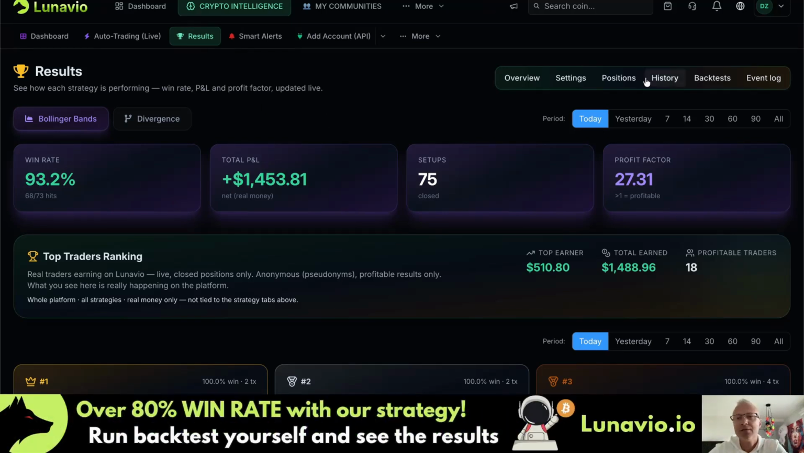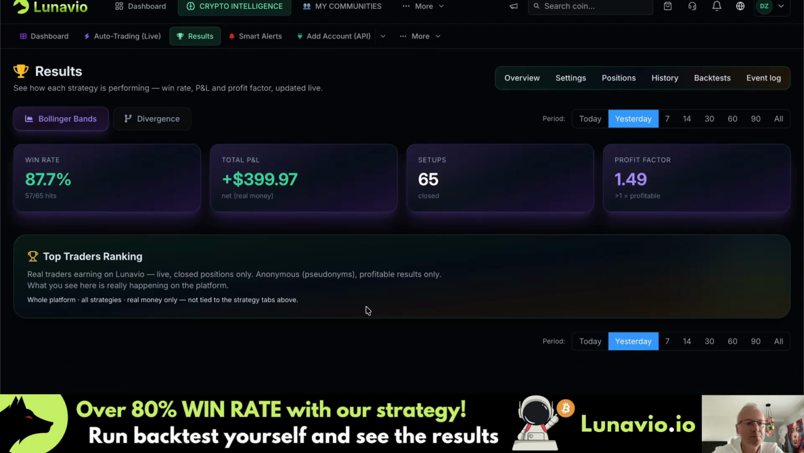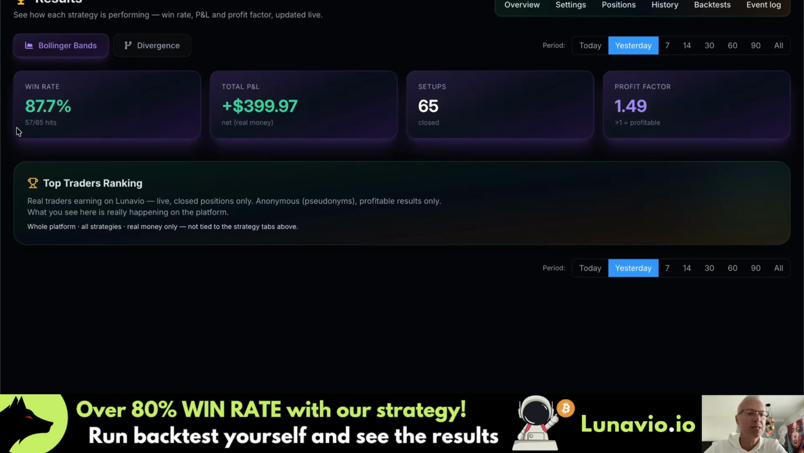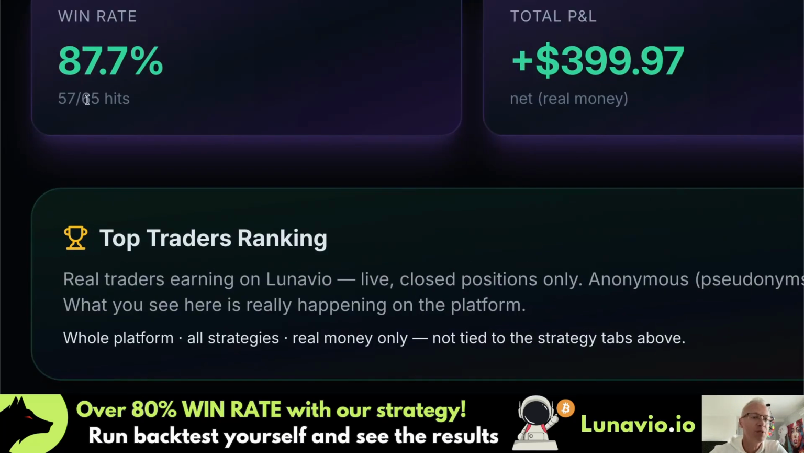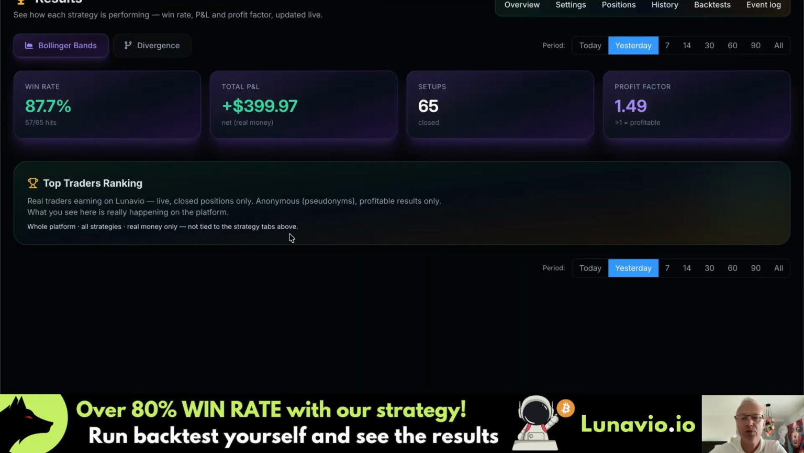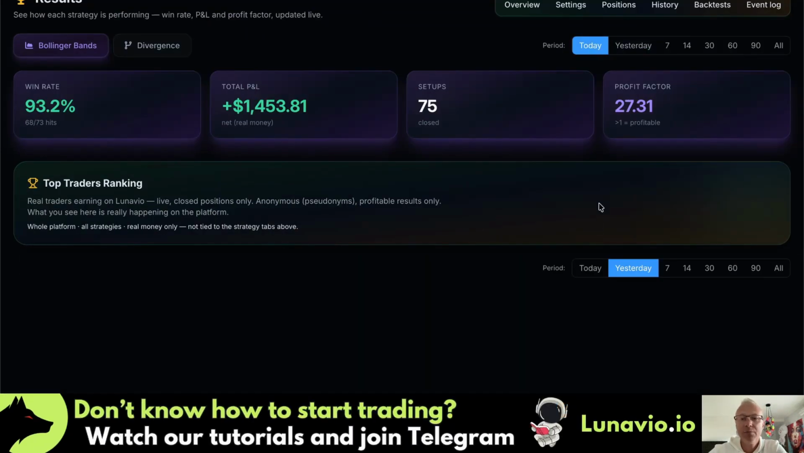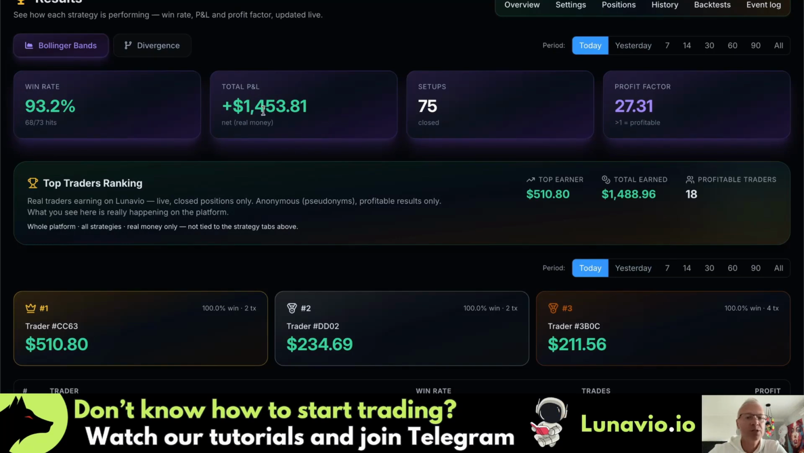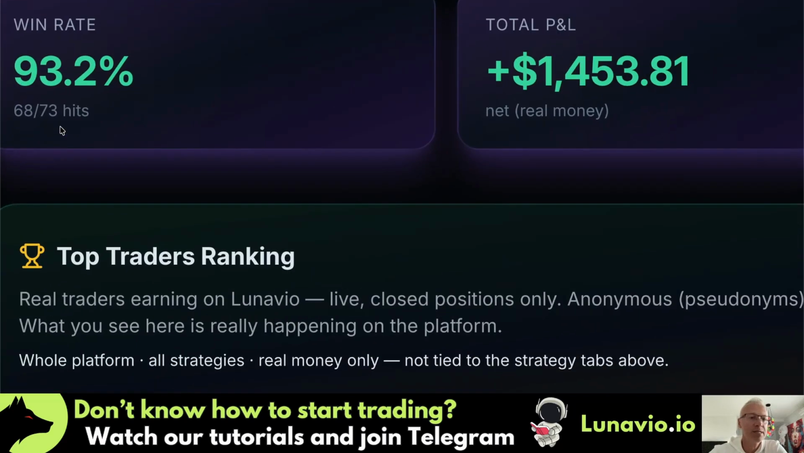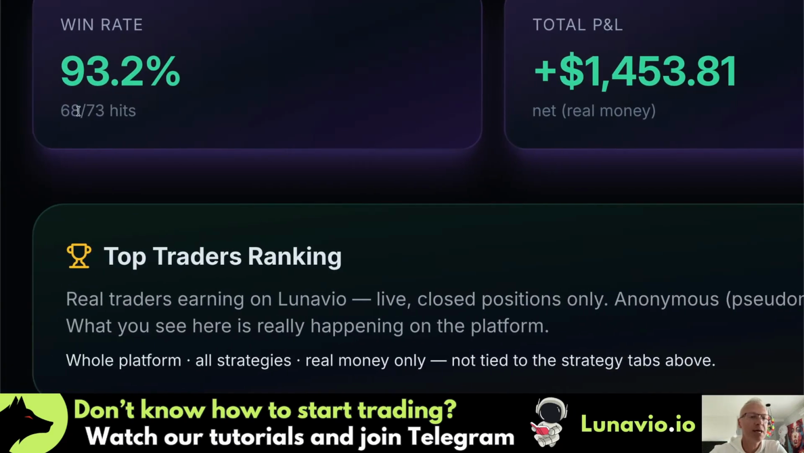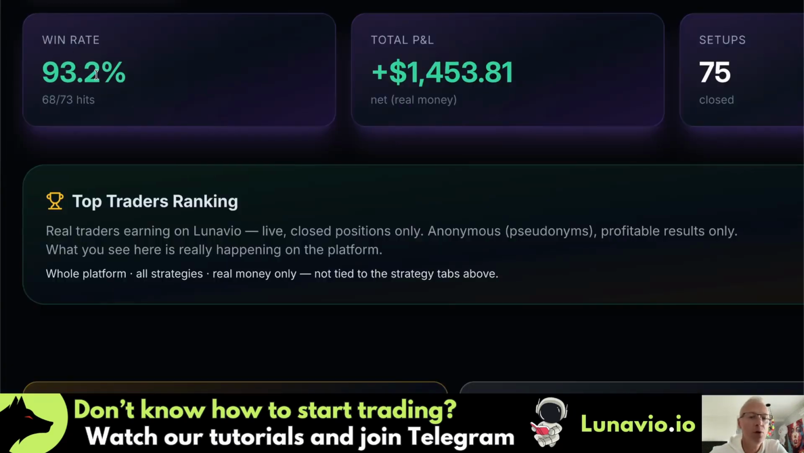What do you see here? When you register, log into Lunavio and go to the Results tab. You can see what the results were each day. For example, yesterday we made $400, right? There were 65 transactions, and out of those 65 transactions, as many as 57 ended up in profit. A few were losses. Today, the results were something like $1,450 in profit. There were 75 at this moment closed trades, 73 transactions, and 68 of them, which is 93%, were profitable.